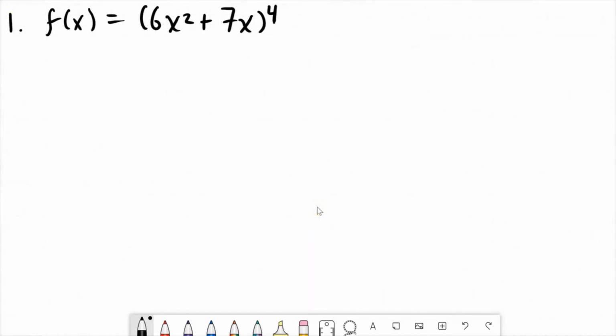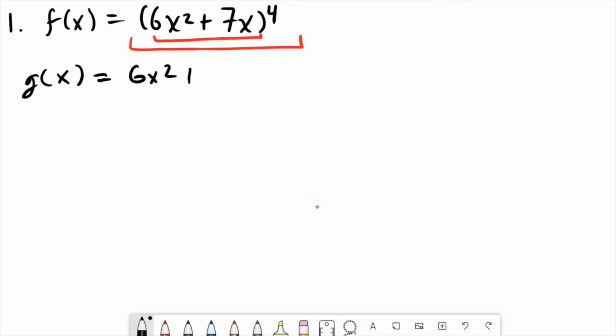The first thing I notice is that it is a composition of functions, and how I know that is I see this is the inside and the outside is the whole thing raised to the 4th power, and that's the key part of the chain rule. There has to be something inside and something outside. The way I like to do it is I like to say the inside, or g of x, is, and then I write out what the inside is. The outside, I like to write what the outside is, which is something raised to the 4th power, or x to the 4th power, right?